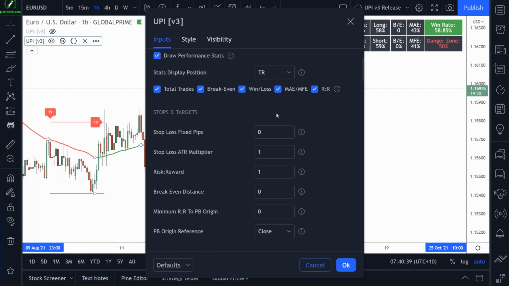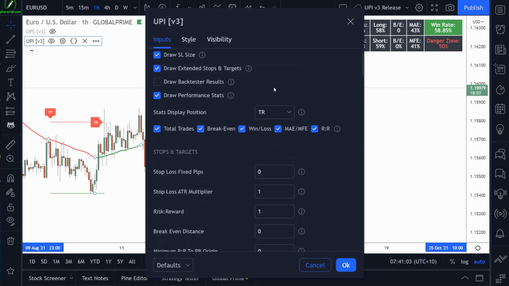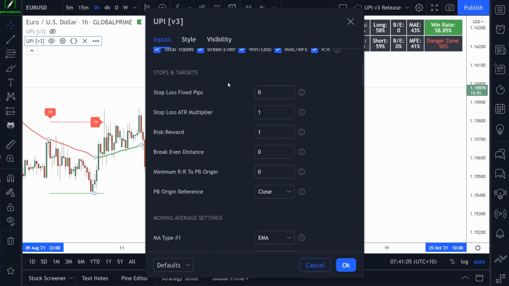Now, I'm not going to go over all of the settings in detail because each setting does have a little tooltip here that explains what it does. If you hover your mouse over these little information icons, there is a tooltip that will explain what that setting does. But I'll quickly scroll through the settings and explain what each section does. So here's our stops and targets section.